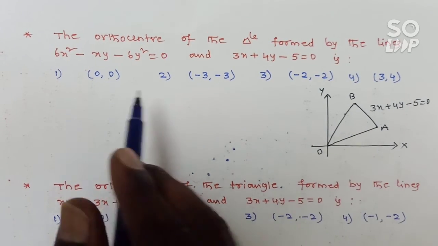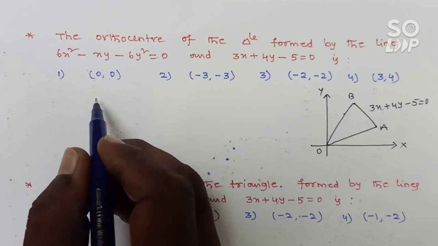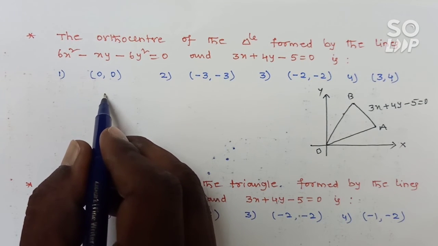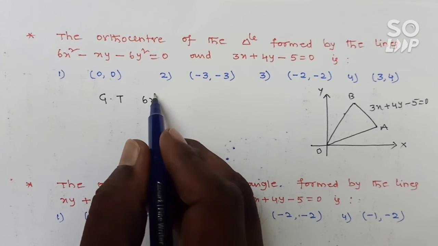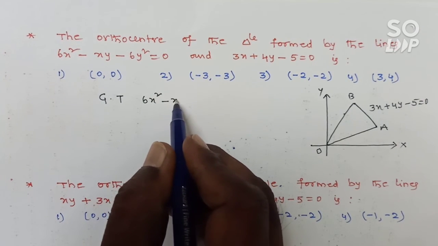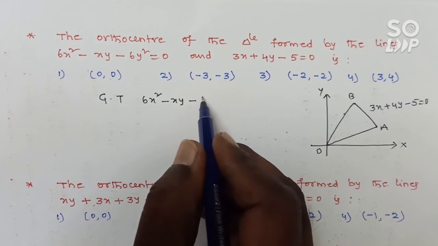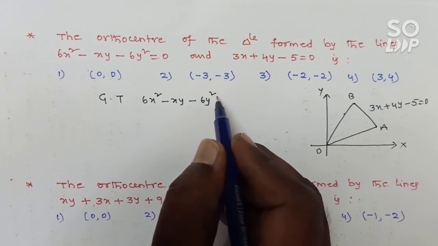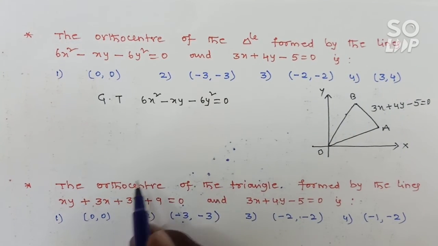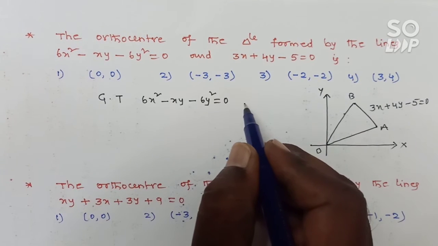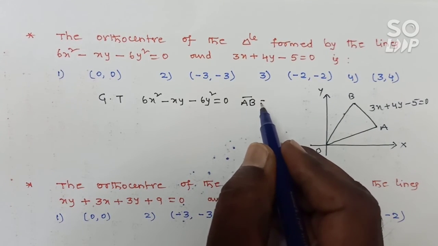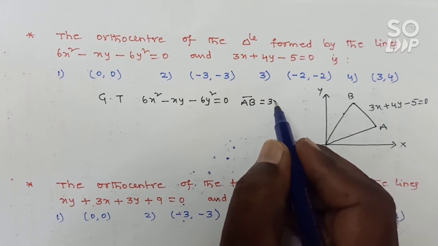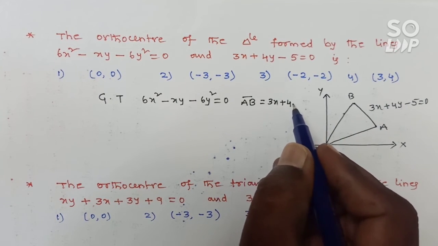OA and OB are represented by the given homogeneous equation. What is the given equation? 6x² − xy − 6y² = 0. Right? And AB is 3x + 4y − 5.